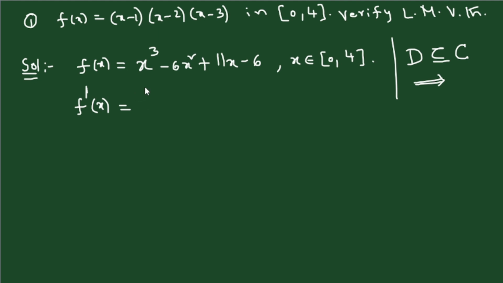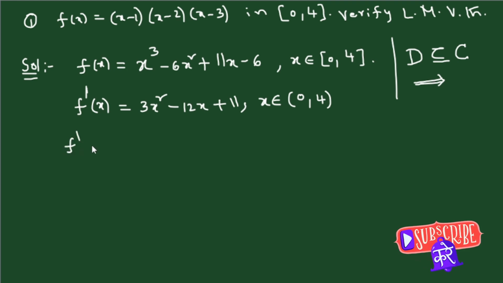What is the derivative of f? It is 3x square minus 12x plus 11. So in this interval, x belonging to 0, comma 4, open interval, in fact in the closed interval also, in fact on the entire real line, f dash exists. So f dash is well defined in the open interval 0, comma 4, in fact in the closed interval also.